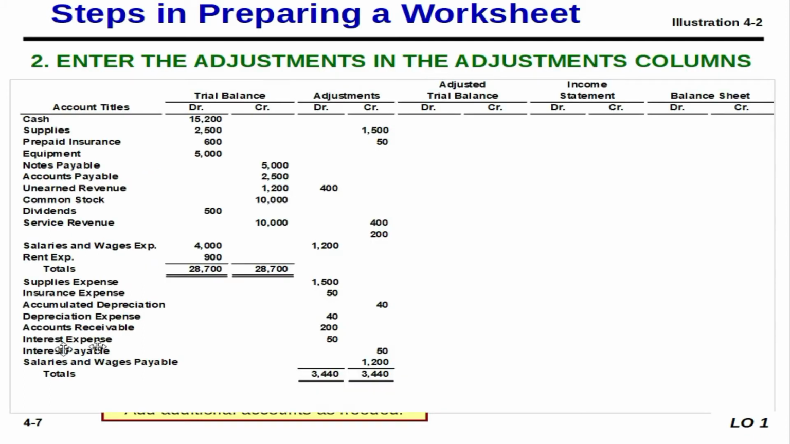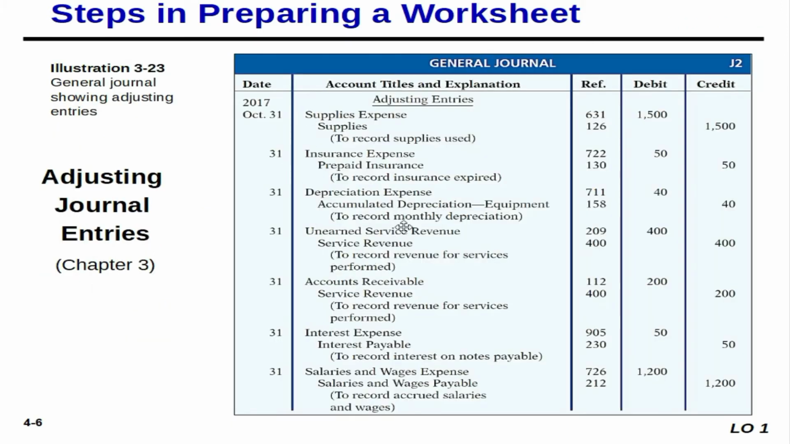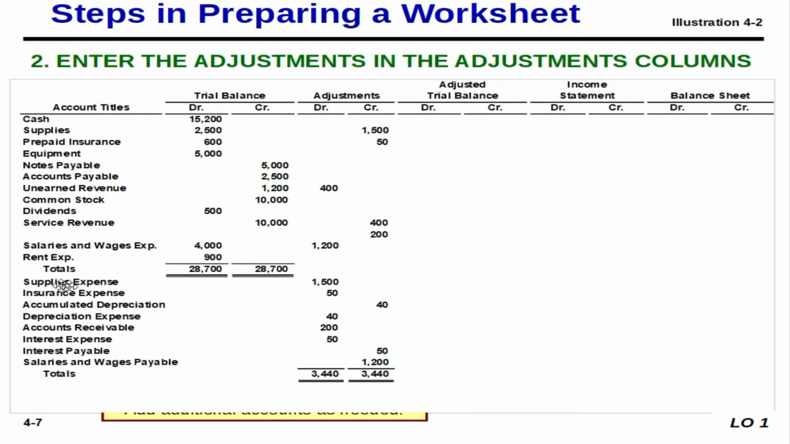Now on the worksheet, this is how you do it. Any accounts that don't show up originally throughout the period, so from cash all the way to rent expense, after the totals line, you will look at your adjusted entries, and any new accounts that appear here that weren't here before throughout the normal period, you will place them here. So for example, supplies expense will show up after totals, insurance expense will show up after totals, accumulated depreciation, expense, accounts receivable, because it wasn't up there, and then interest expense, interest payable, salaries and wages payable.